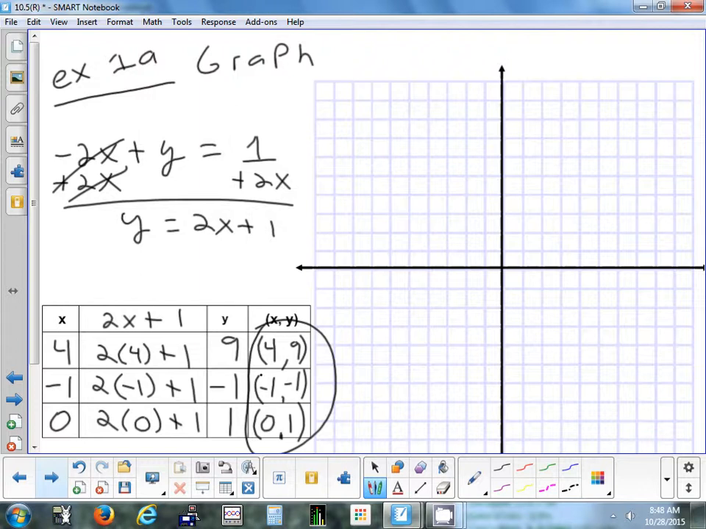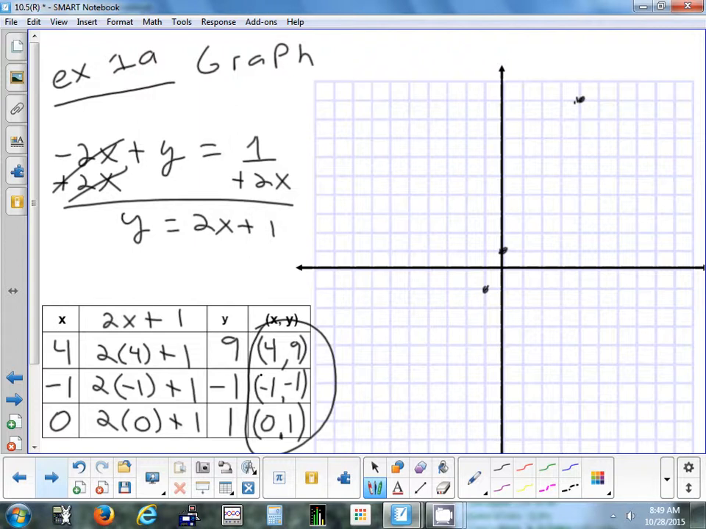Graph this. We're going to graph it, right? This is what we did on Tuesday. 4, 9. So right 4, up 9. Okay, the next one, negative 1, negative 1. Left 1, down 1. Okay, and the third one, just go up 1. Right, and it should look like all those points are in a straight line. They look good? What do you think?